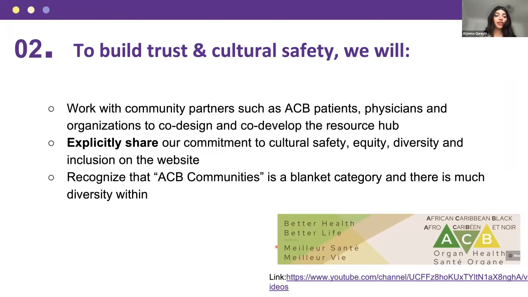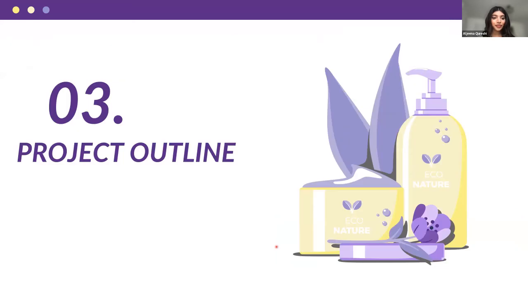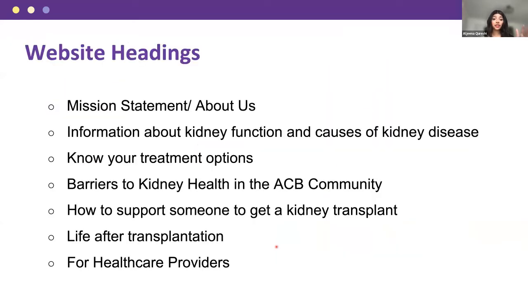So this value where we want to build trust and cultural safety, one example of this is that we're working with a community organization, the ACB Organ Health YouTube channel committee. It's a team of patients and educators who co-create trusted video content and resources specifically for individuals of African, Caribbean, and Black ancestry. And the way we would approach this on our website, of course, we'll explicitly share this commitment with statements, but at every piece of knowledge that we share, our goal is to cater it to this community.